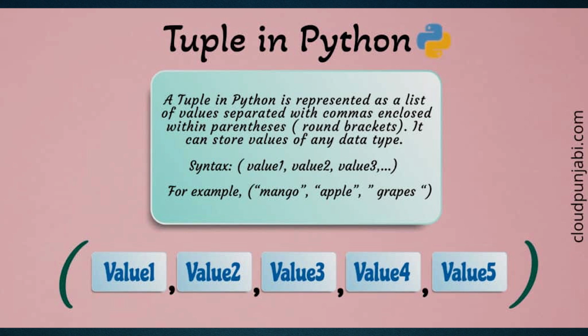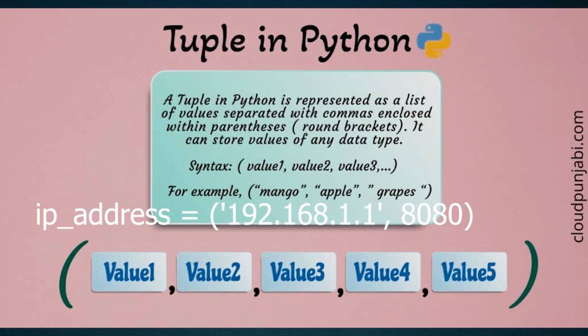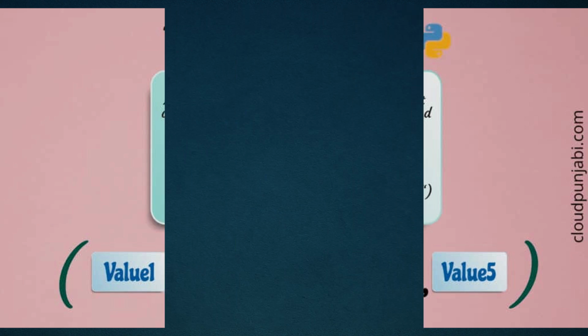Tuples: ordered, immutable. Next up, tuples. Like lists, tuples are ordered, but they're immutable. Once created, you can't change them. ip_address = ("192.168.1.1", 8080). Use tuples when your data shouldn't change, like a coordinate or a config.